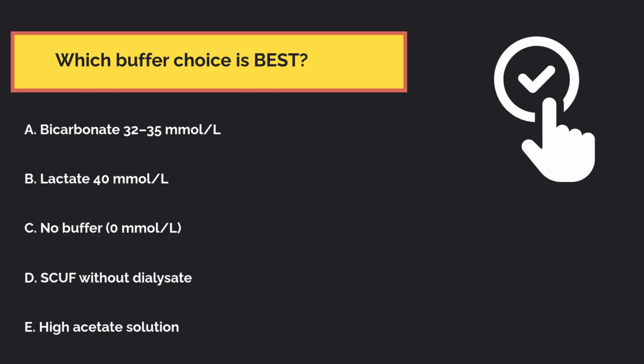The question now: which buffer choice is best? Option A, bicarbonate 32 to 35 millimoles per liter. Option B, lactate 40 millimoles per liter. C, no buffer at all. D, SCUF without dialysate. E, high acetate solution. And the correct answer is A, bicarbonate 32 to 35 millimoles per liter.